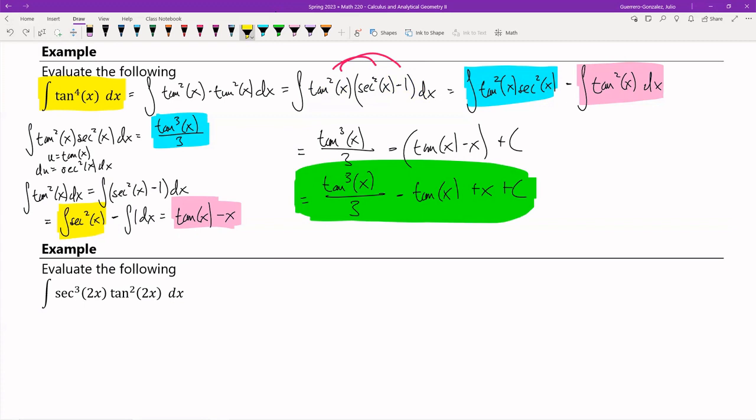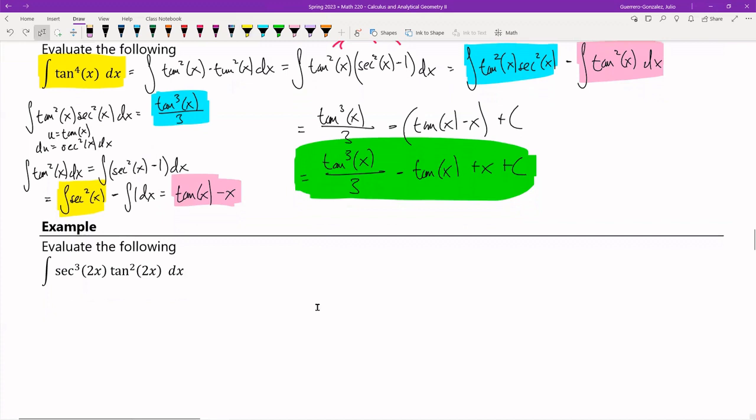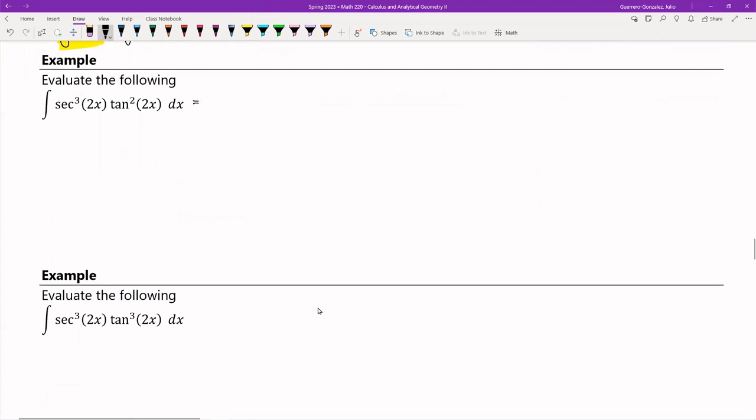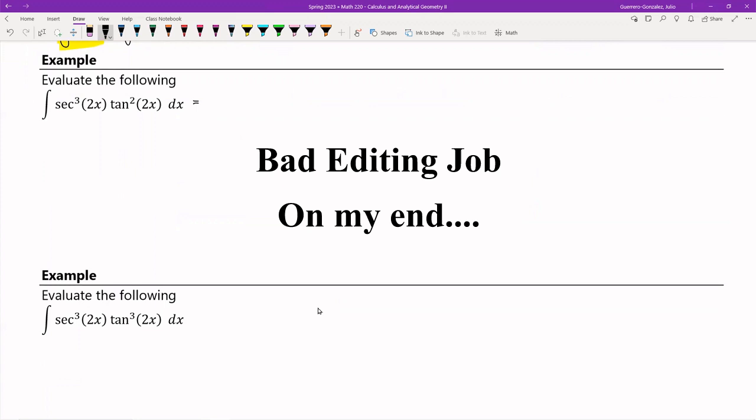Let's move on to the next one. This one's going to be a little difficult, but the strategy is still the same. We want to grab the powers and start reducing them somehow.